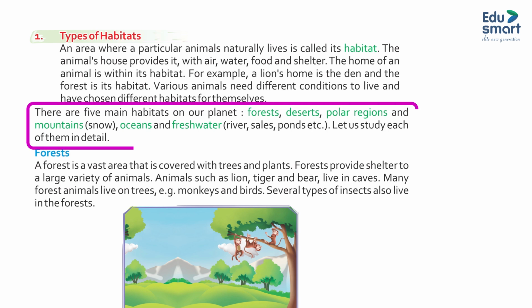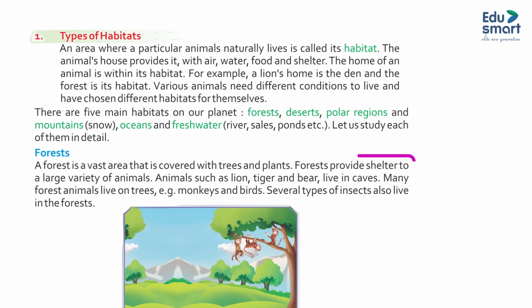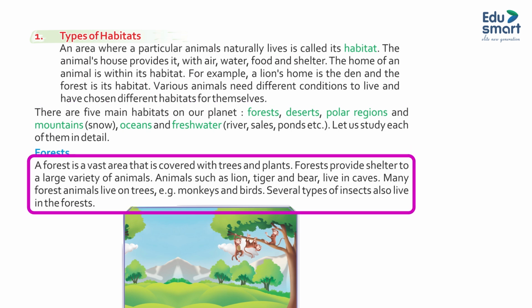There are 5 main habitats on our planet: forests, deserts, polar regions and mountains, oceans, and fresh waters like rivers, ponds, etc. Let us study each of them in detail. Forest. A forest is a vast area that is covered with trees and plants. Forests provide shelter to a large variety of animals. Animals such as lion, tiger and bear live in caves. Many forest animals live on trees, for example, monkeys and birds. Several types of insects also live in the forest.